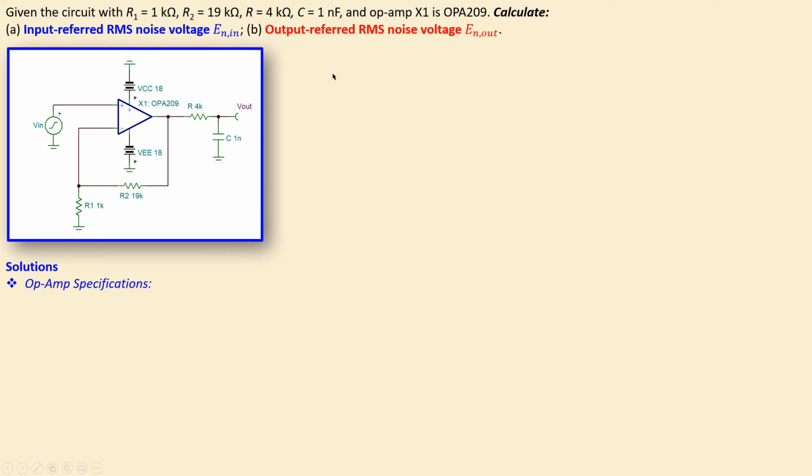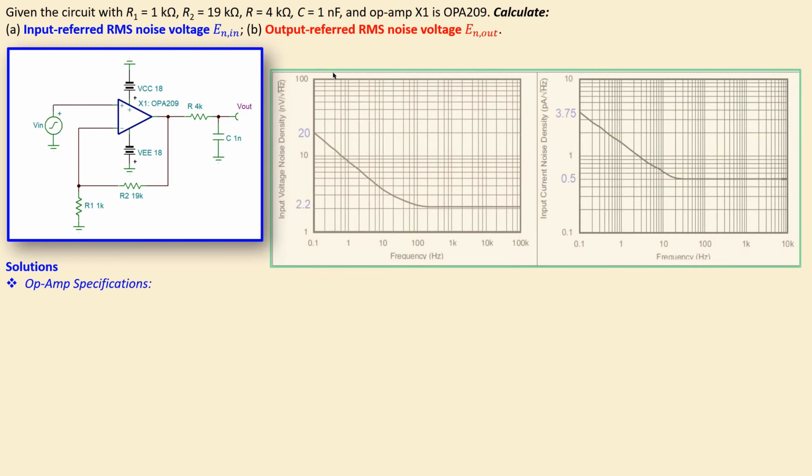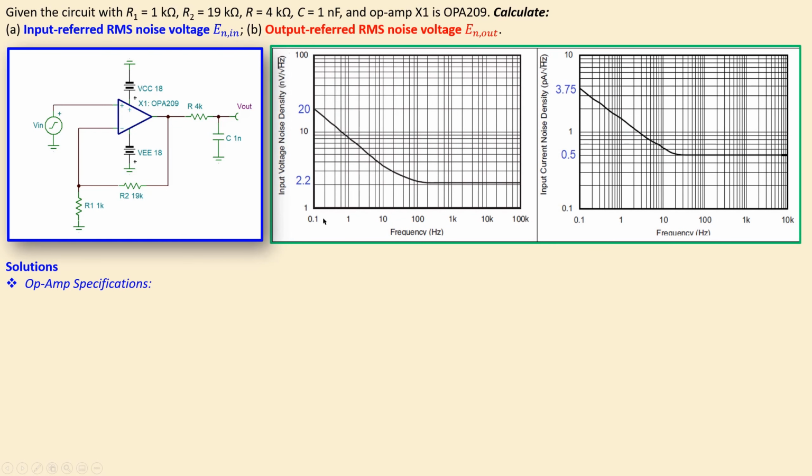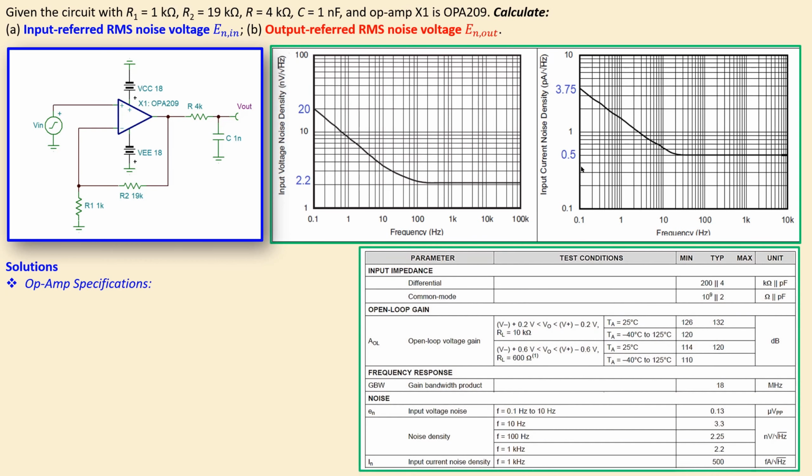Now before we move on, it is important to also discuss the op-amp specifications briefly. From the datasheet of the op-amp OPA209, you will have these two noise spectral density plots. The left side is the input noise voltage spectral density, and the right side is the input noise current spectral density. So we will use this later on in our calculations. What you also see in the datasheet of this op-amp are parameters like the open loop gain, the frequency response, and some specific noise values at some conditions.